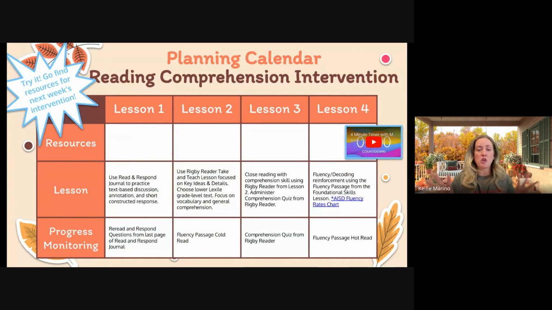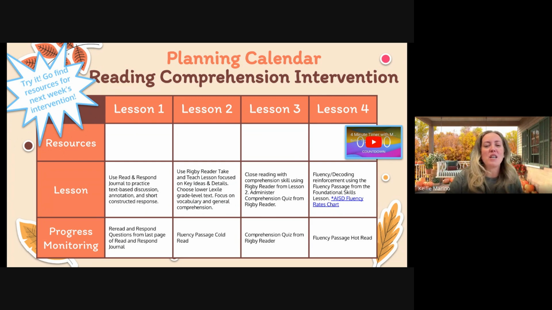Okay, so now you're going to go try it. I want you to go find resources for next week's intervention. So if you're third grade, you'd be looking for week 8. Fourth grade, third, all of them. Everybody's looking for week 8 because next week is week 8, right? Is that correct? I'm so mind blown this afternoon.